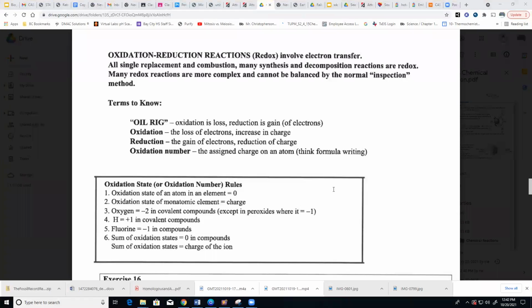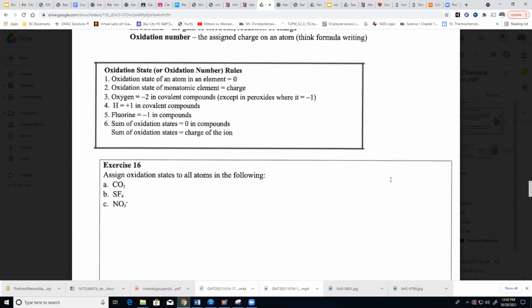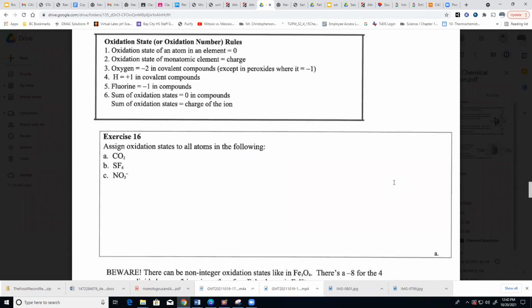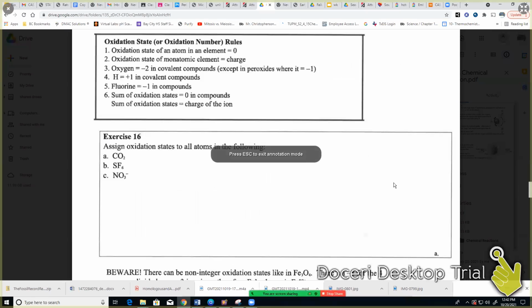All right, so obviously the first thing that you need to be able to do is to assign oxidation numbers, because if you can't do that, then you can't see if any electrons have moved. So the easiest one, the oxidation number of an atom or an element is zero, and this includes your diatomics. The oxidation number of a monoatomic, that shouldn't say element, that should say ion, is equal to its charge.